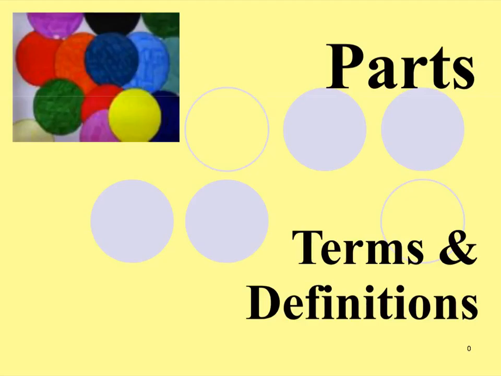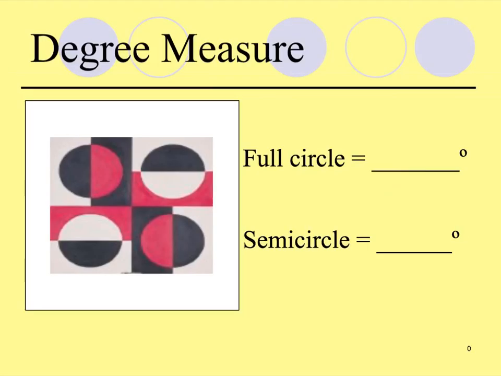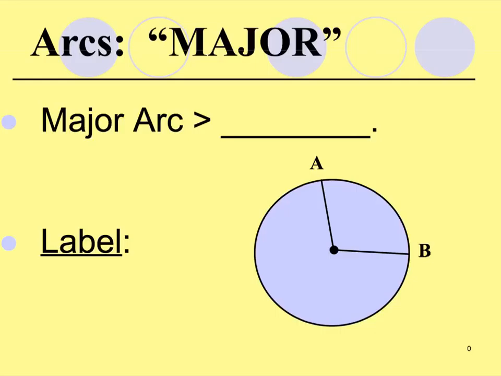Parts, terms, and definitions. A full circle is equal to 360 degrees. A semicircle is equal to 180 degrees. In terms of arcs, we talk about major and minor arcs. A major arc is greater than 180 degrees.